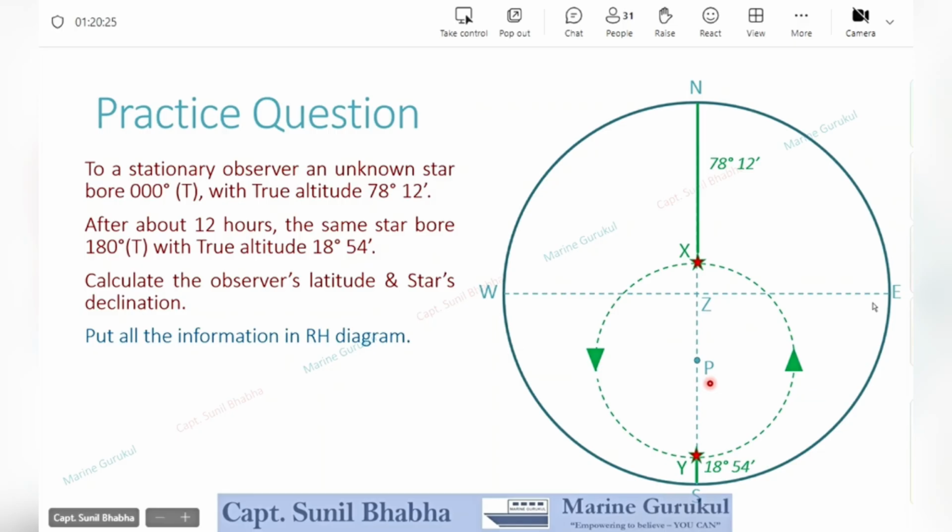Now moving further. Sir, first condition we discussed that latitude and declination should be of same name, right? That's right, beta. But here I think it is not same hemisphere. Is it correct, sir? Beta, latitude is not found yet. We will be finding the latitude. The declination is certainly south. The latitude is not found yet. We'll be finding it now. Okay, sir. Thank you.